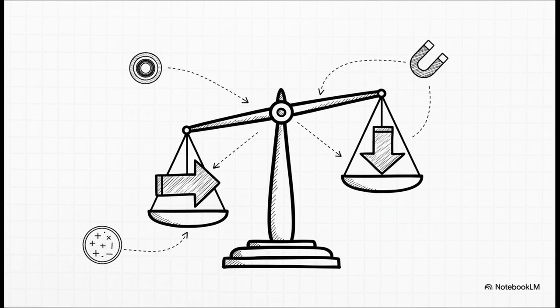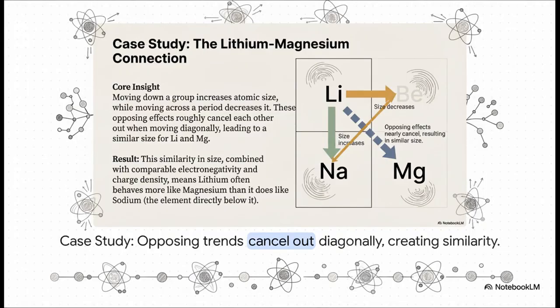See, as you move across the table, atoms get greedier for electrons. But as you move down the table, they get less greedy. Well, when you move diagonally, those two opposing forces almost perfectly cancel each other out. The result? They end up with a similar size and a similar charge density. Let's use our lithium and magnesium example to make this crystal clear. If you move down from lithium, the atoms get bigger. If you move across from lithium, they get smaller. But if you move diagonally from lithium to magnesium, those two opposing effects, the push to get bigger and the pull to get smaller, they basically cancel out.